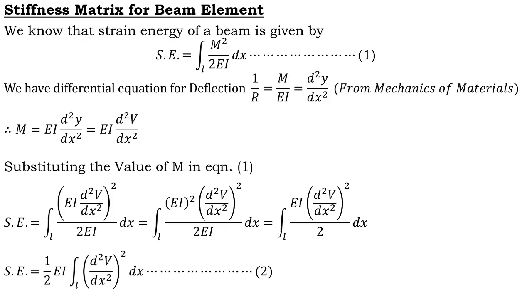Now if I take that EI and 1 by 2 outside the integral, this is 1 by 2 EI integration over the length of the element d square v divided by dx square whole square into dx. This is what is my second equation.